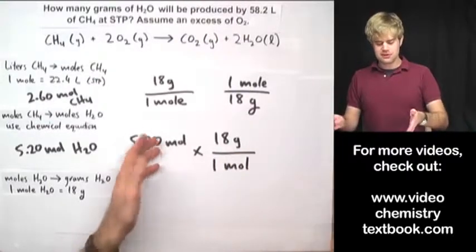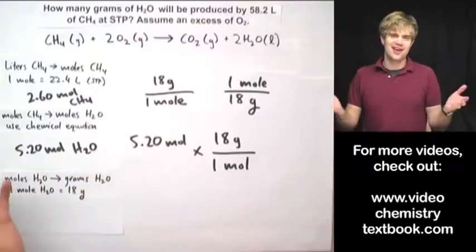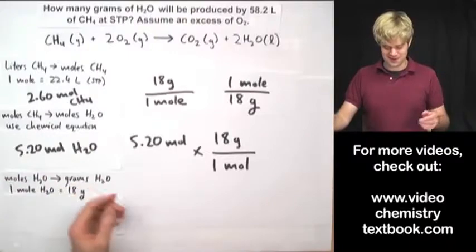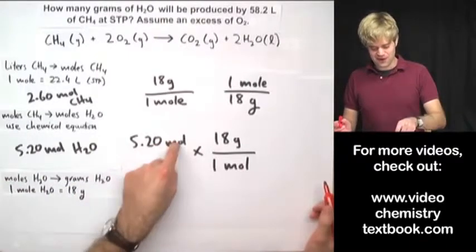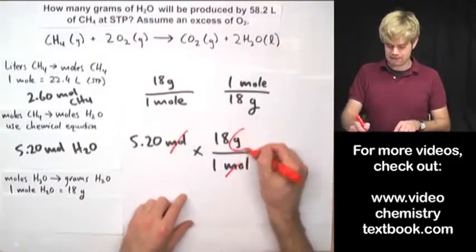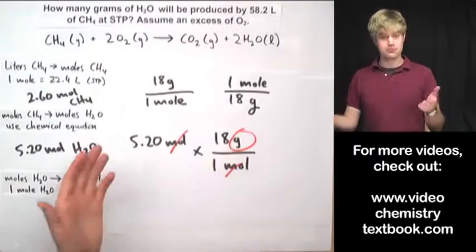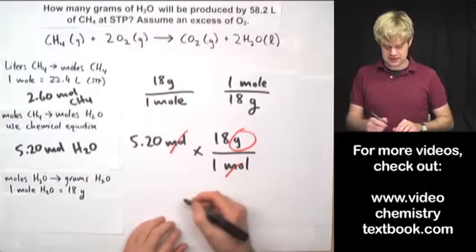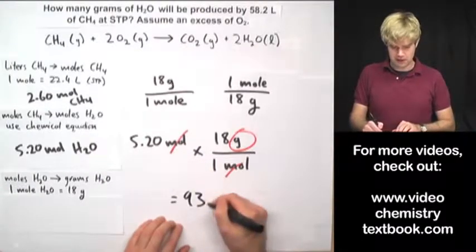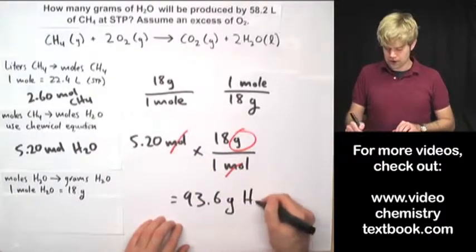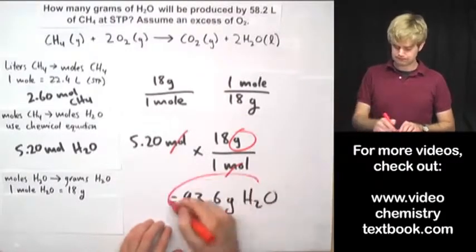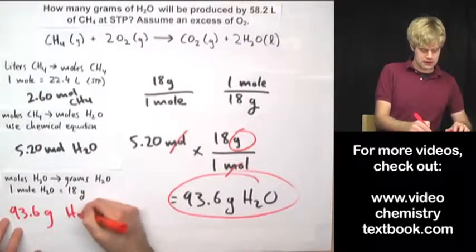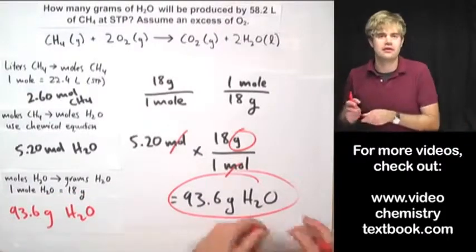You may notice that sometimes I write it with E, sometimes I don't. It's no big deal. It's usually just when I write MOL, it's because I'm feeling lazy, but it's the same thing either way. Anyway, I have moles up here, moles down here. They cancel out, and I'm left with grams as my unit, which is perfect because that's what I want. And the math I'm going to do is 5.2 times 18 gives me 93.6 grams of H2O, and that 93.6 grams H2O is my final answer.